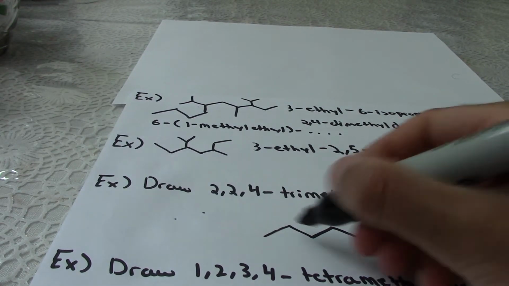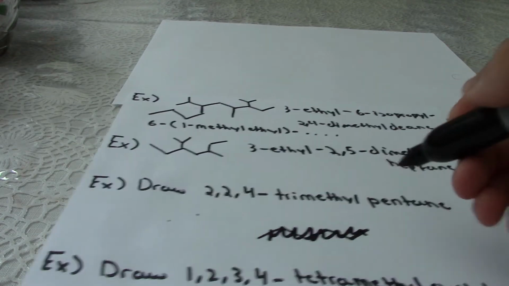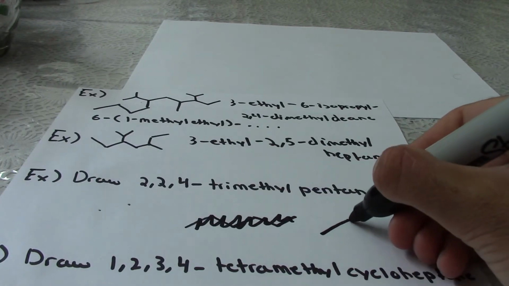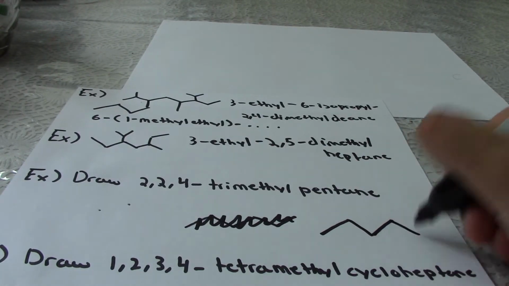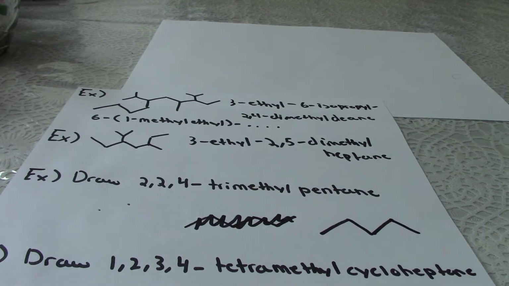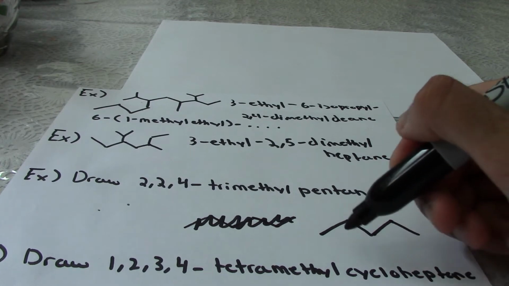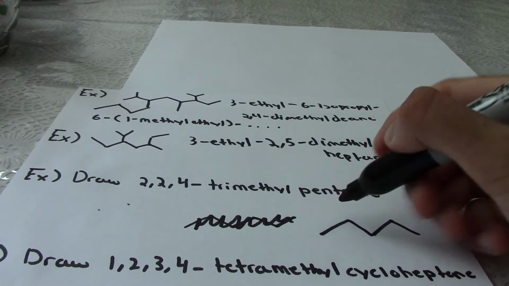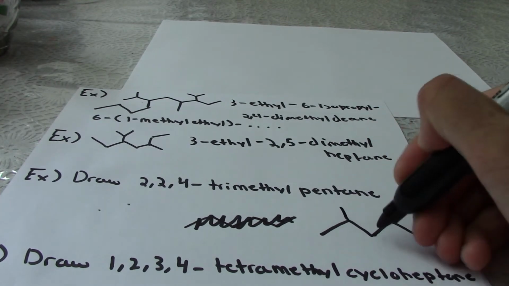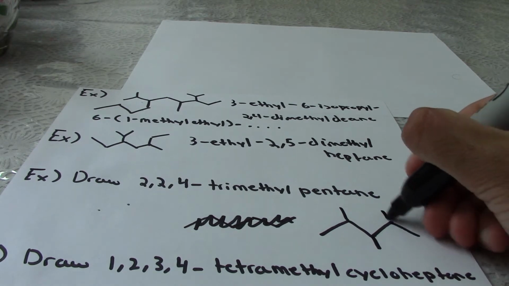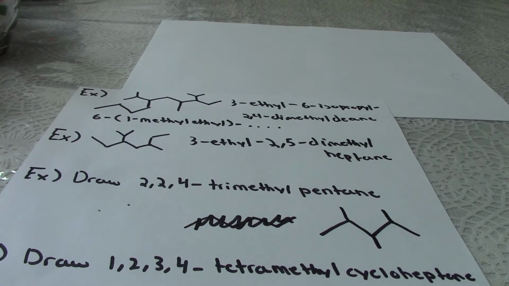Actually, I did that one correctly, so let's do it over here. 1, 2, 3, 4, 5. Now I know that there's a methyl group on 2, and you pick which side you want to start from. Let's start from this side. So I have a methyl group on 2, a methyl group on 3, and then a methyl group on 4. So that's how you would do that one.